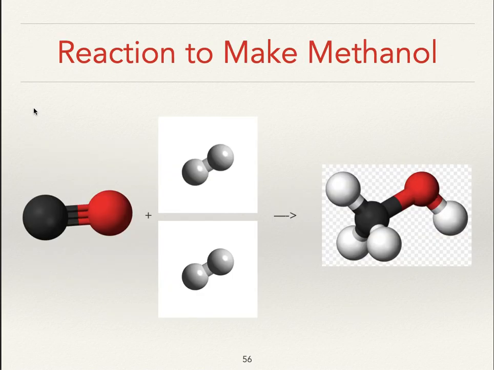So here's one way to make methanol. This might be the most common way industrially. This molecule right here is carbon monoxide. You can see the black is carbon, the red is oxygen, and there's a triple bond. Triple bonds have a lot of energy stored in them. It's also a very strong bond.